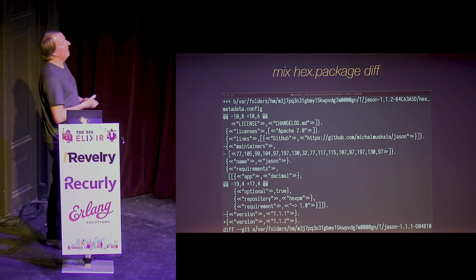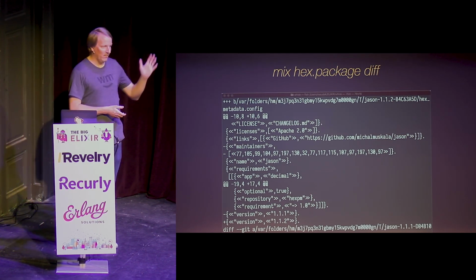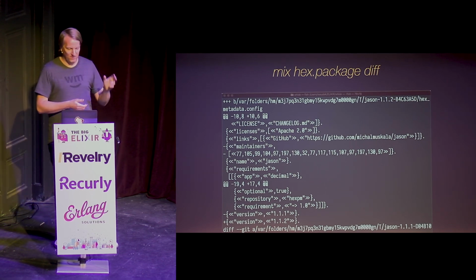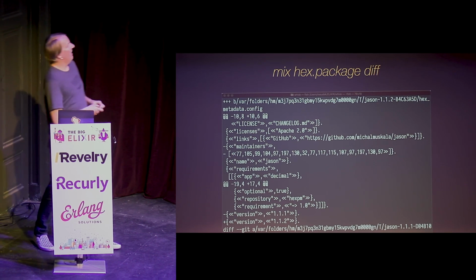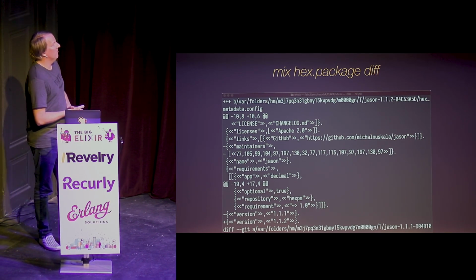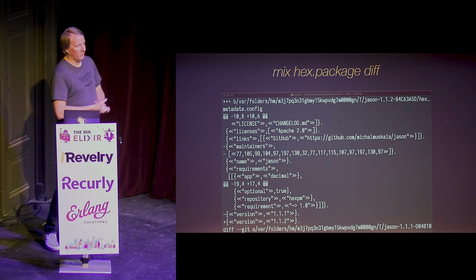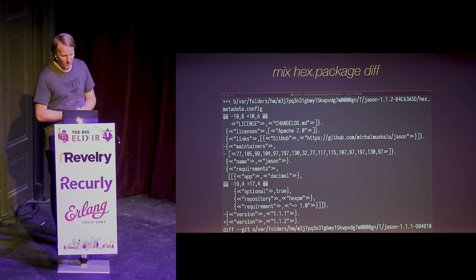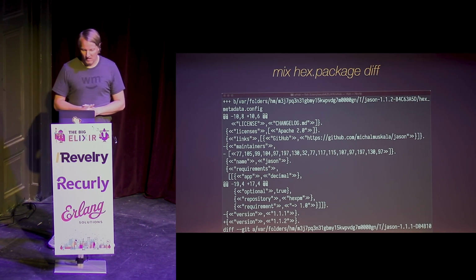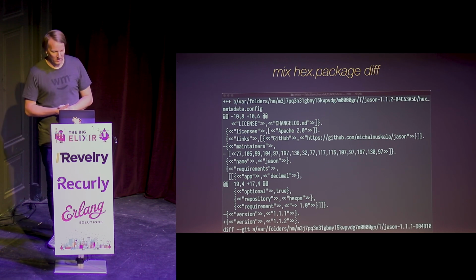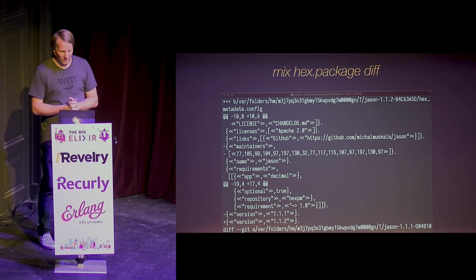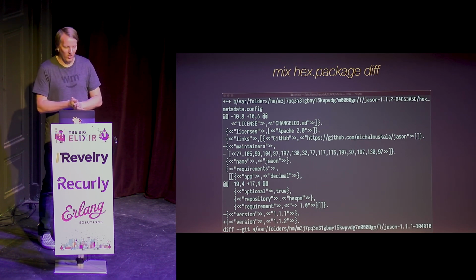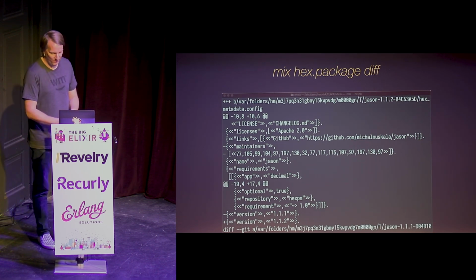But with mix hex.package.diff, you give it an argument list: the version you're starting from and then the version you want to go to. It will spit out a command line diff of everything that has changed in that code between those two versions. So if you're very security conscious and you don't trust changelogs, I would encourage you to learn this command, so you can easily figure out what code you're actually changing in your application.